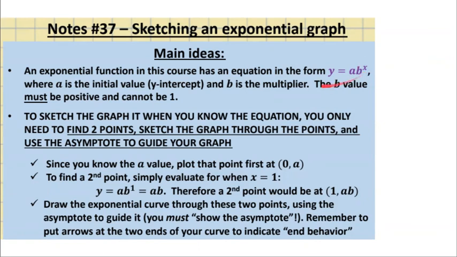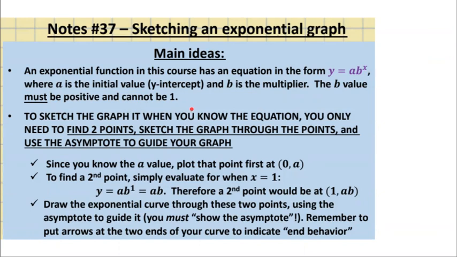Keep in mind that b must be a positive number, so it cannot equal 0, and it must also not equal 1. That's because 0 raised to any power except for 0 is going to be equal to 0, and 1 raised to any power is just equal to 1. So you'd get straight lines for these graphs, not exponential graphs.